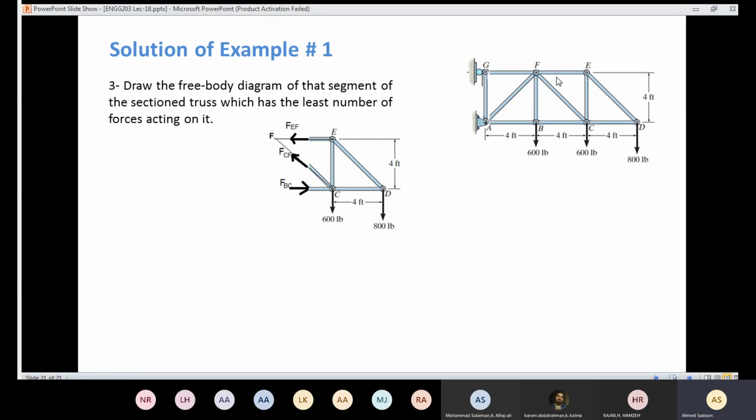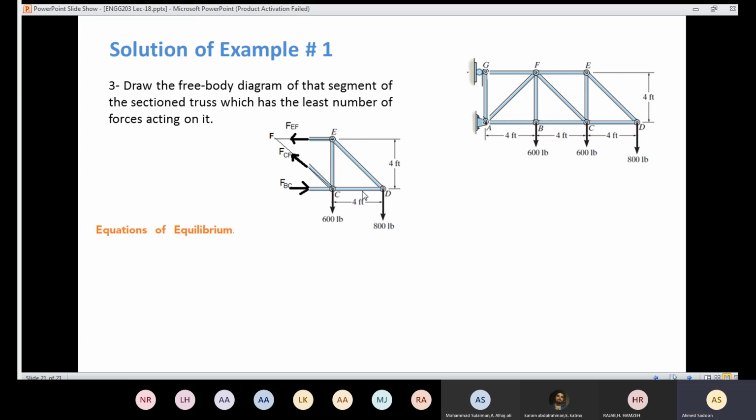So I cut here. I need to put the internal forces, and also I need to assume whether the members are in tension or in compression. Regarding the member EF, I'm going to assume that member is in tension. And CF also, I'm going to assume that member is in tension. I'm going to assume the member CB is in compression. So here I have 3 unknowns. Now I'm in a position to use the equations of equilibrium.